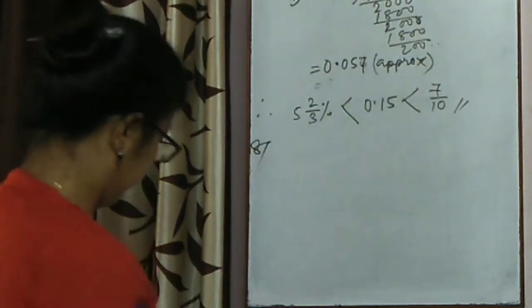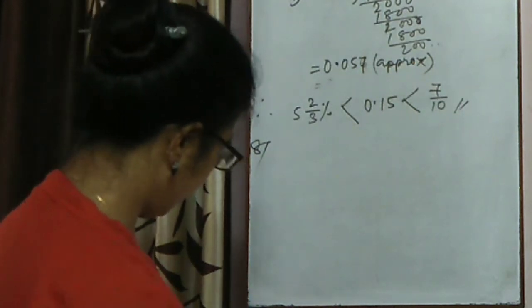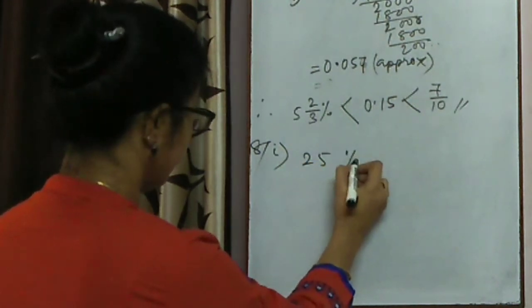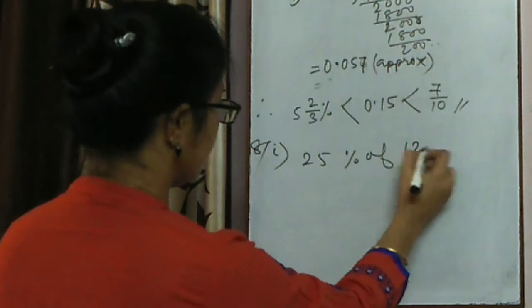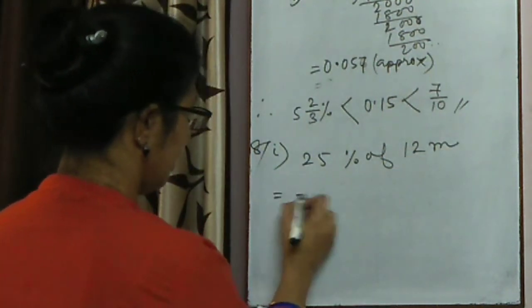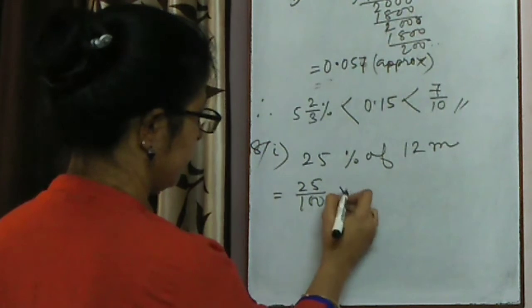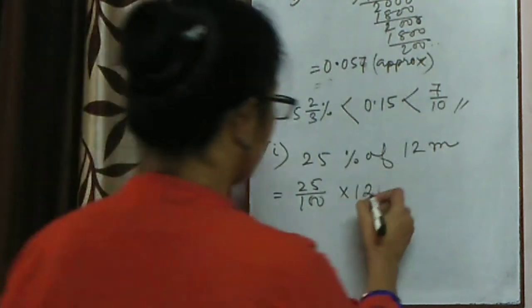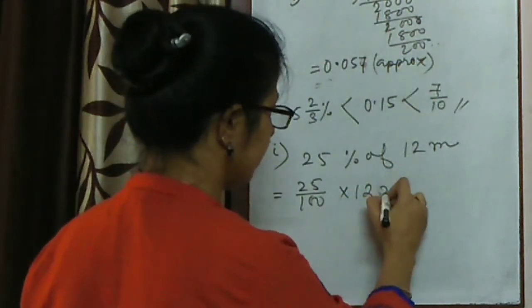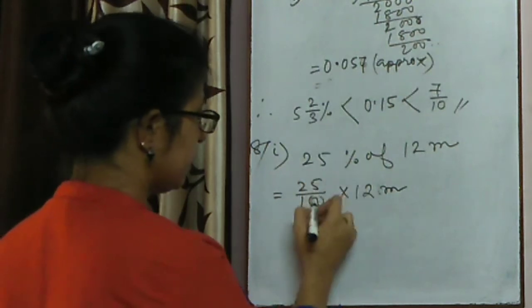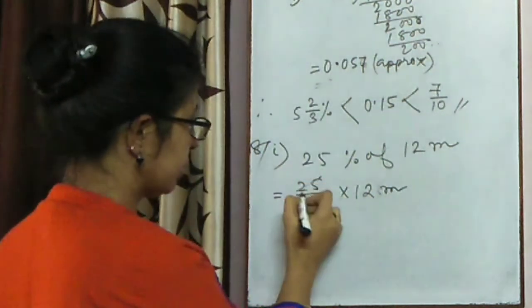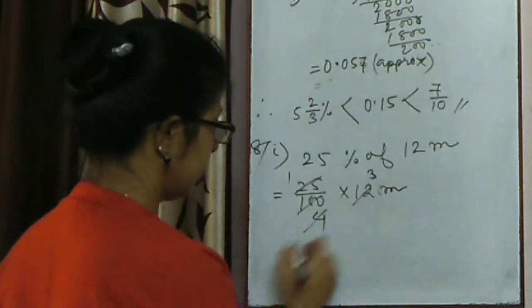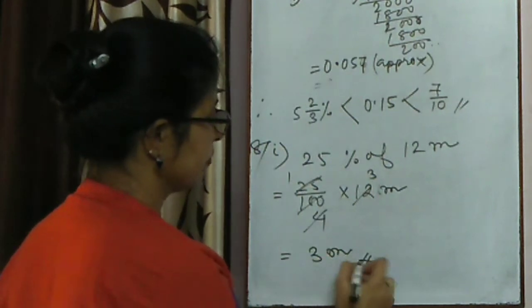Question number 8. Find the value of each of the following. It's very simple. I'm showing you one sum. 25% of a given value. It's 12 meter. %, means 100 comes down, of means multiply. So it's 25% of 12 meter. Now try to cancel. 25 1 ja, 25 4 ja. Then by 4, 4 3 ja, 3 meter.